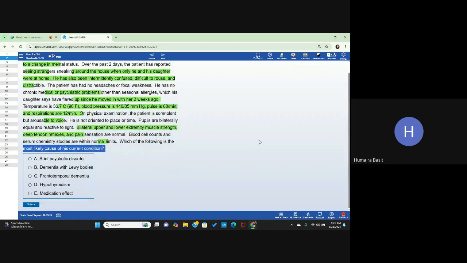And the patient's condition is consistent with delirium, which has the waxing and waning course. It's most probably due to the medication side effect. Okay. Let us see if you're right.